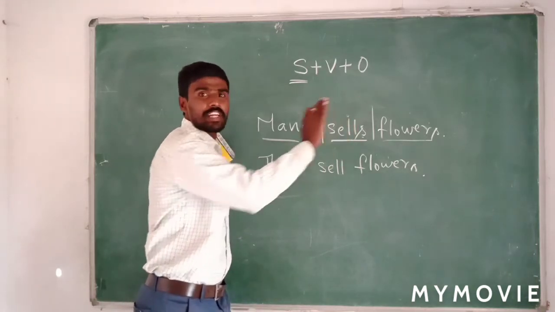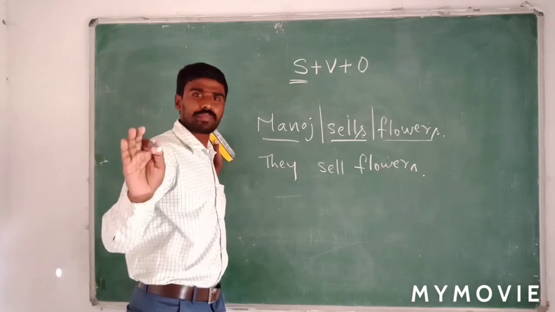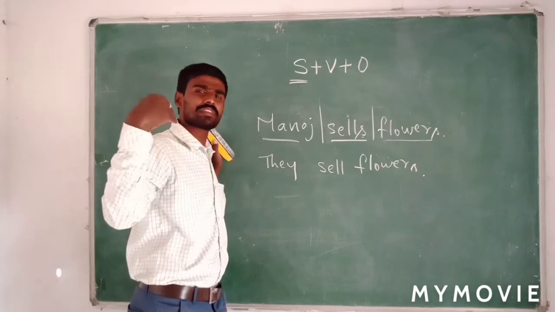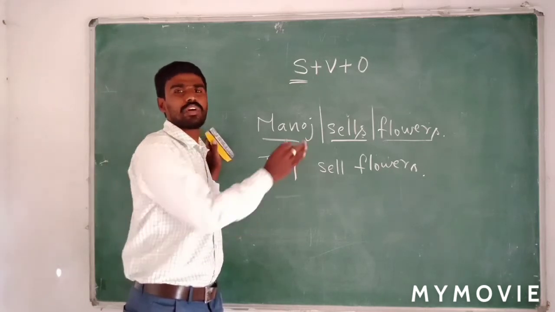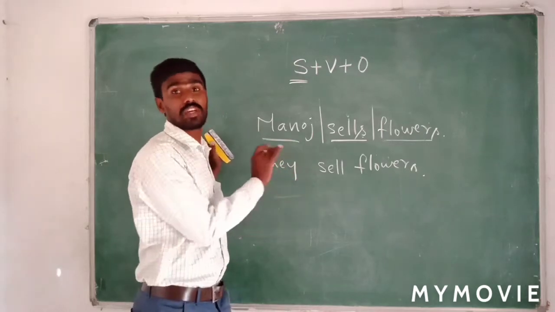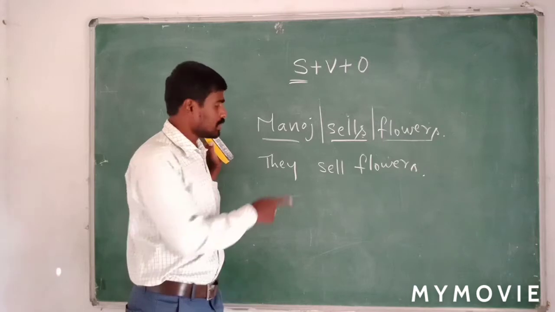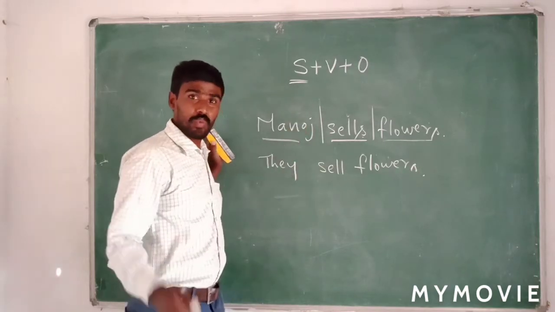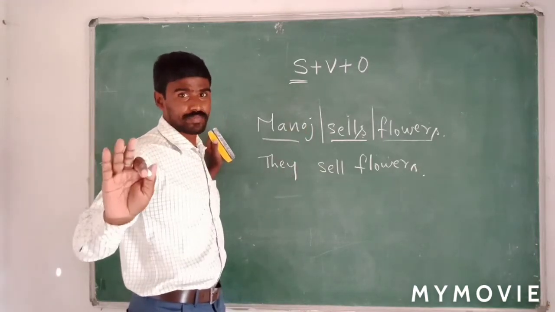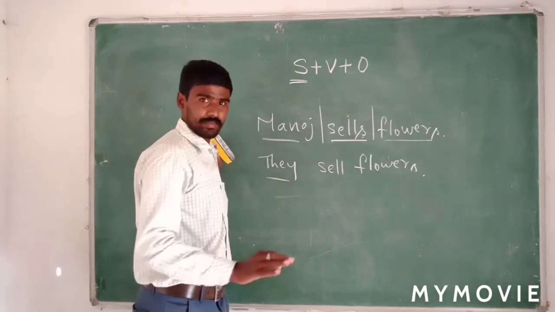Manoj sells flowers, which means it happens on a regular basis. It is a habitual work, it is his profession, selling flowers. In the second sentence we see they sell flowers. They sell flowers, and that is their work too, right?